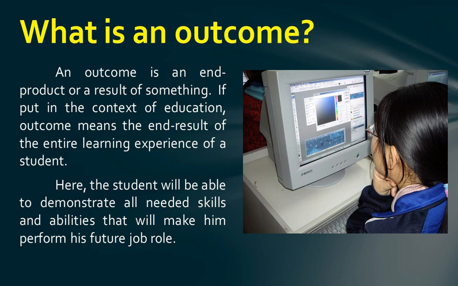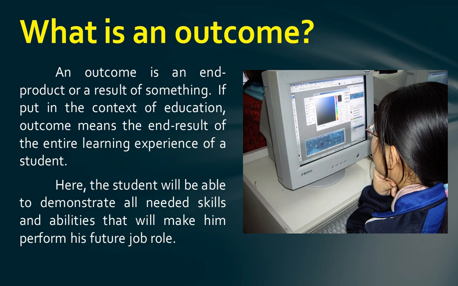In the context of education, outcome means the end result of the entire learning experience of a student. Here, the student will be able to demonstrate all the needed skills and abilities that will make him perform his future job role. For instance, if one is an engineering student, after finishing the 4-year course, he must be able to demonstrate the engineering skills and knowledge he has supposedly acquired. Also, if one is an English studies student, after graduation, this learner must be able to show his knowledge in English studies, perhaps through research, English teaching, speaking, or writing.